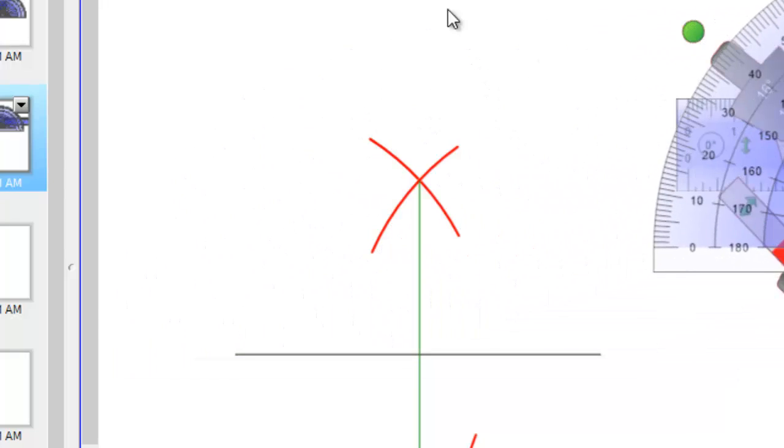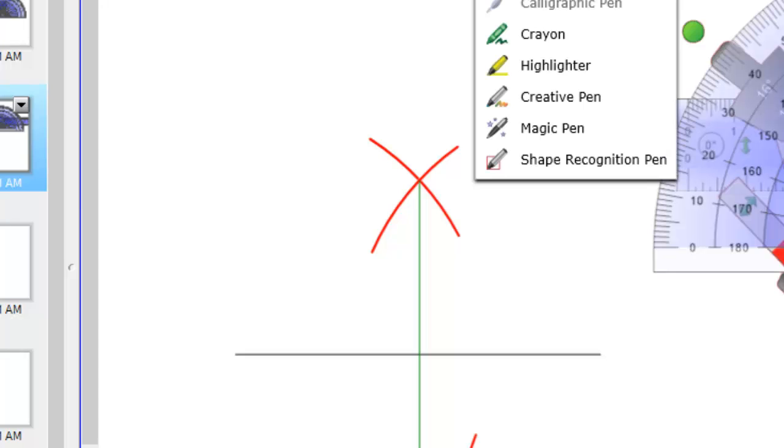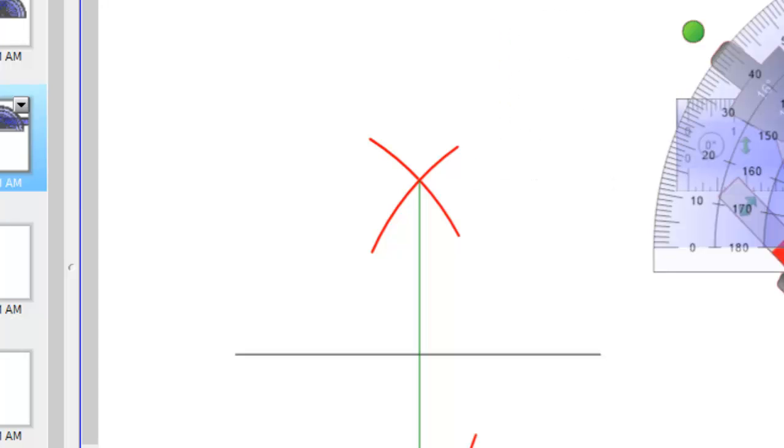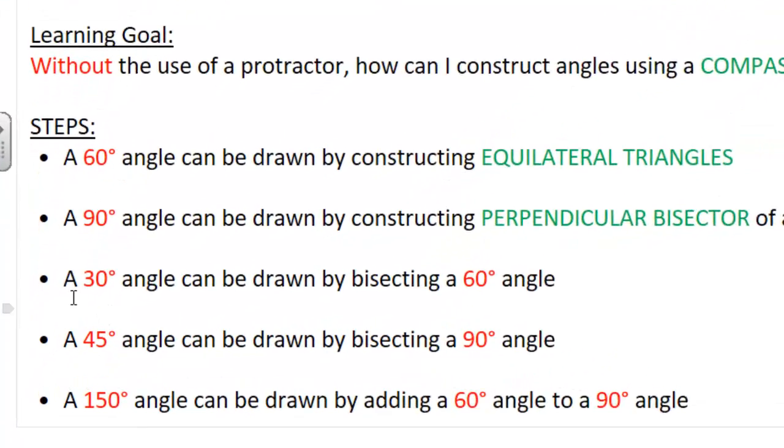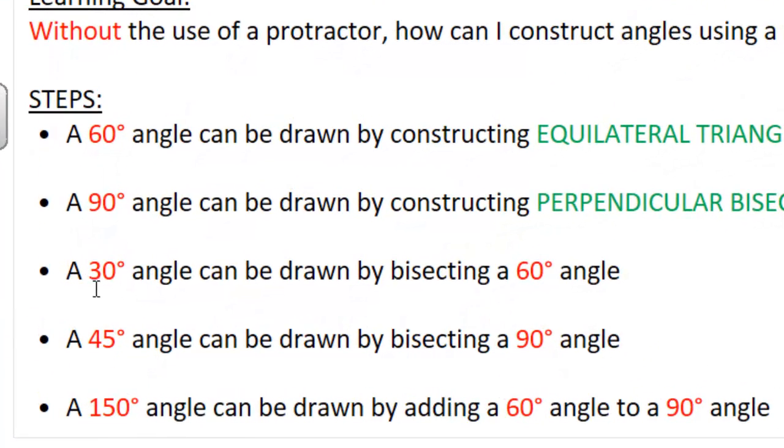So in this case, I can draw the angle to show it to the teacher that I did a good job. So here I have an angle of 90 degrees, and this is what he asked me to do. Now let's go back and see the next one, 30 degree angle.